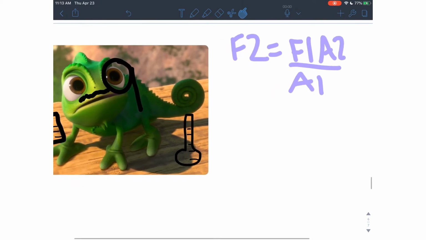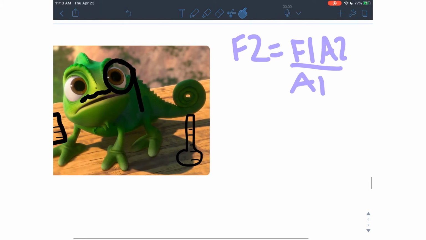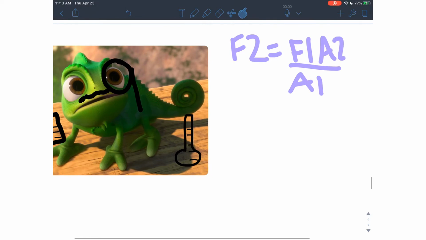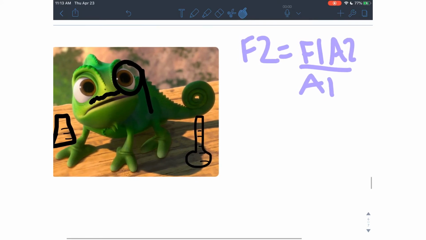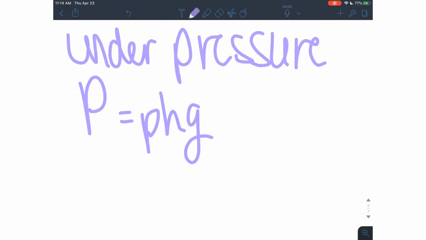There is an equation that represents the force exerted by a hydraulic lift, which is the force exerted by the second piston being set equal to the force of the first piston times the area of the second over the area of the first. The pressure of water on your body is as follows. Pressure is equal to the density of water times the height of the column of water on you times the acceleration due to gravity, which we all know is negative 9.81.